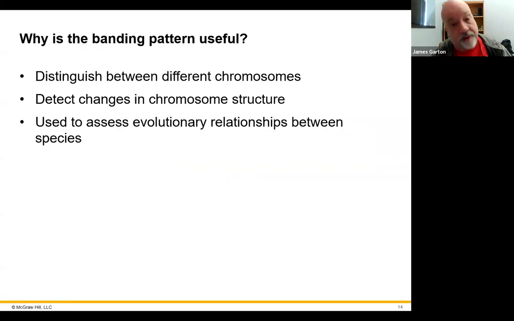And so the banding pattern. Well, banding pattern helps you distinguish between different chromosomes. It can allow you to identify chromosomal level mutations, changes in the chromosome structure. And it can be used for analyzing evolutionary relationships between species. Because if the species are very closely related, evolutionarily speaking, the banding patterns will be virtually identical.